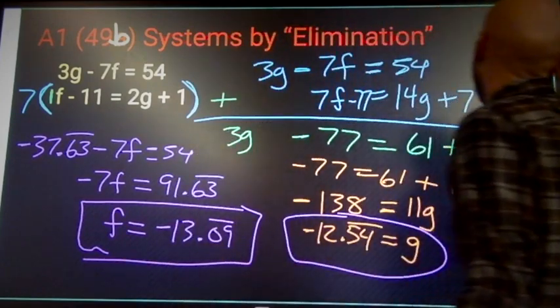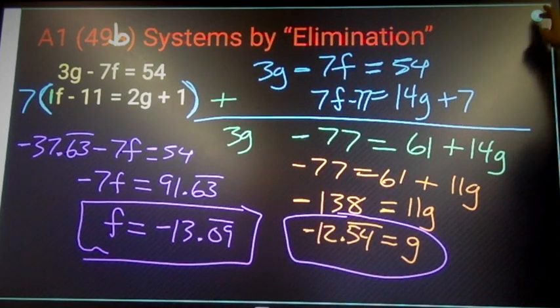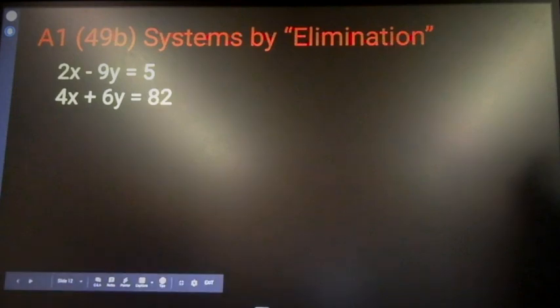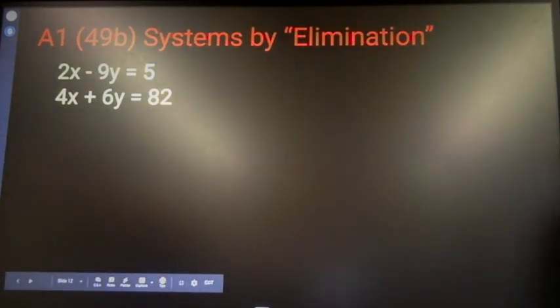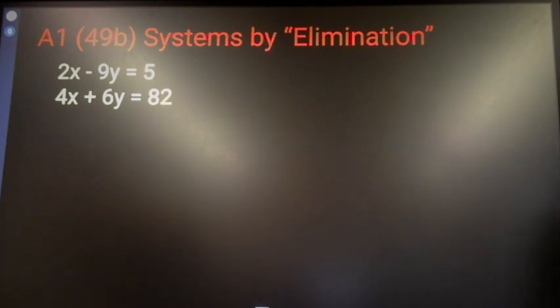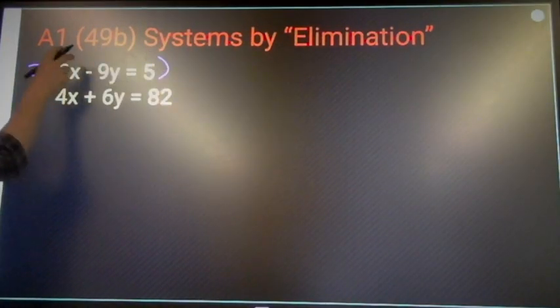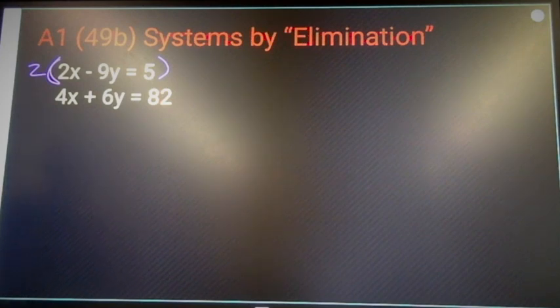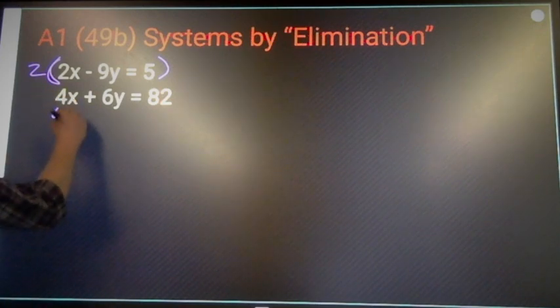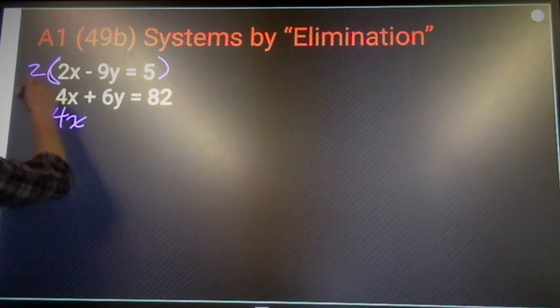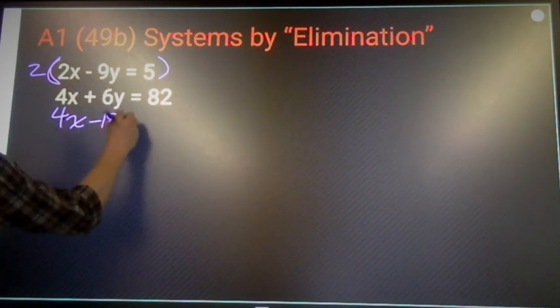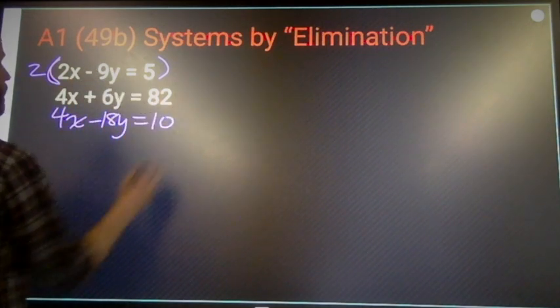Uno más. One more example for you to try. Hit pause. Try it. These numbers should work out a little cleaner. All right, here we go. Make a set of twins. I'm going to just multiply this top equation times 2, and then I'll have 4 x's as my twins. So we got 4 x's minus 18 y's equals 10.